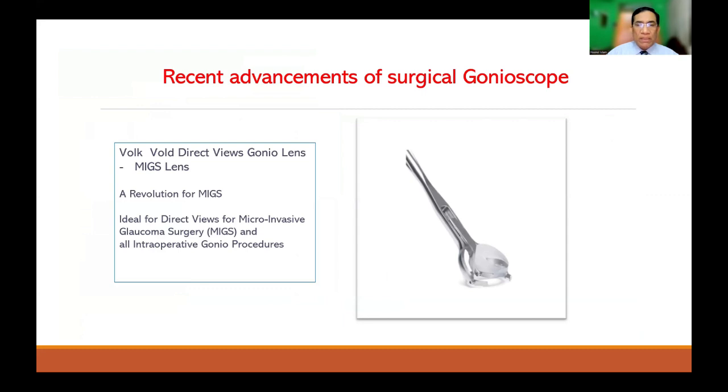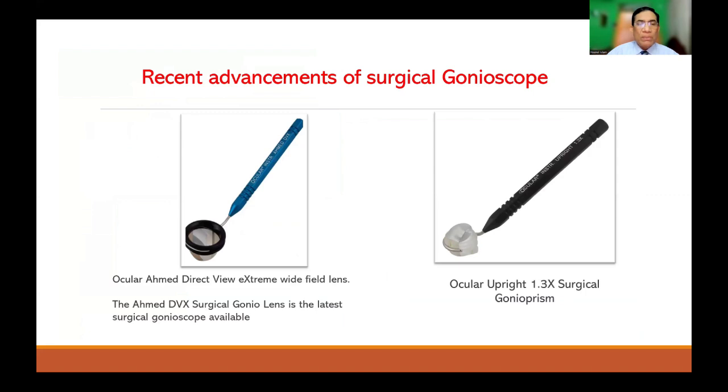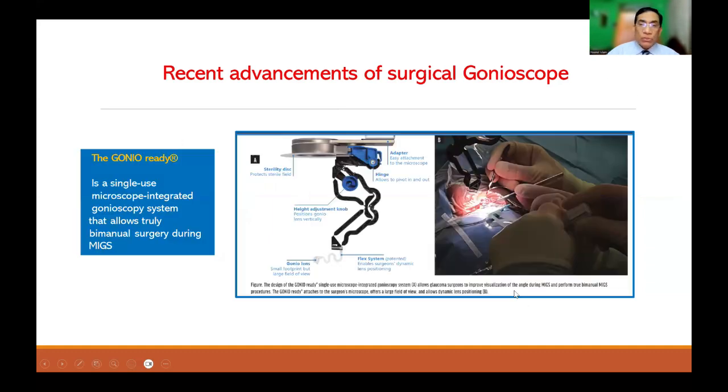And now recently, there are many improvements of the gonio lens, especially the surgical gonio lens. These are direct gonio lenses, and sometimes you have to incline the patient and rotate the microscope, but with this direct view gonioscope, you can do the surgery directly. Similarly, Ocular Ahmed, designed by Iqbal Ahmed, is an extreme wide-field lens. Then there is the Ocular upright 1.3 times surgical gonioprism by Ocular. These are the recent inventions and improvements.